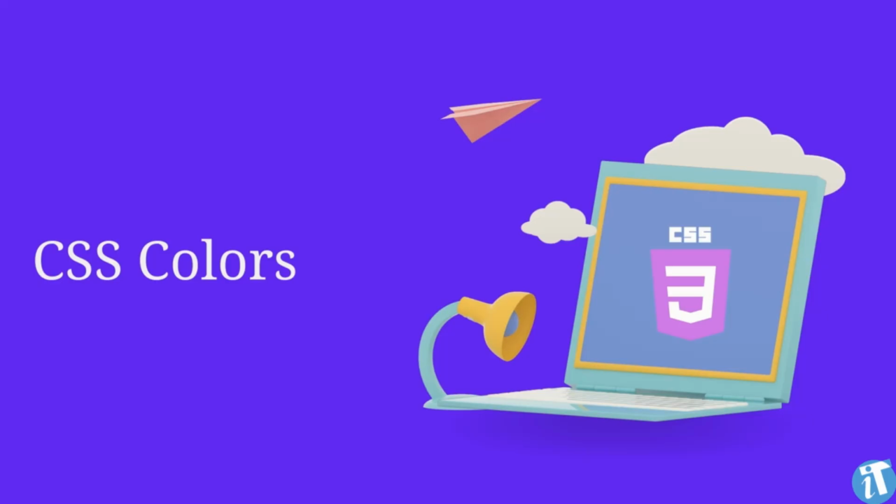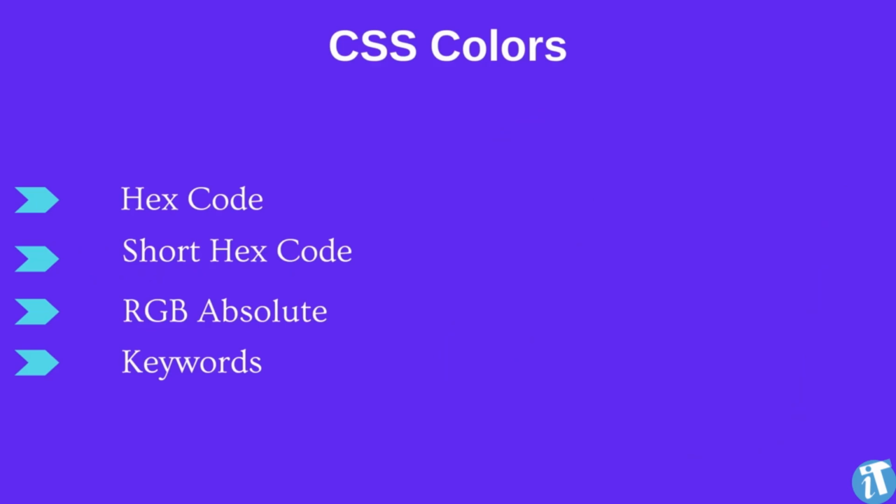In this chapter of CSS, we will discuss colors. Colors are one of the very important aspects whenever we talk about formatting or giving an attractive look to our web page. So we will learn the different ways of passing the color for a specific element of the HTML. Here we have 4 different ways of doing the same. First is passing the hexadecimal code, then short hexadecimal code, RGB absolute and keywords.